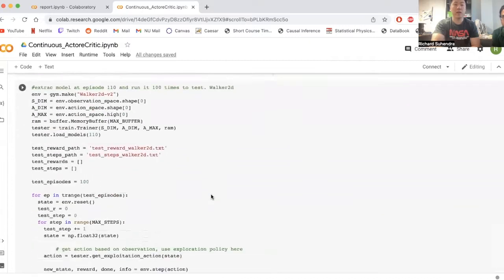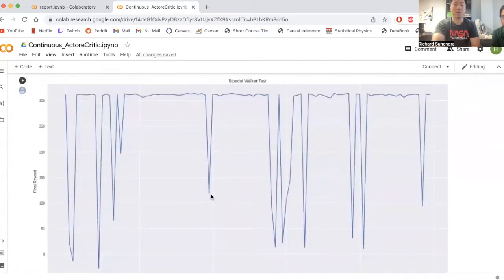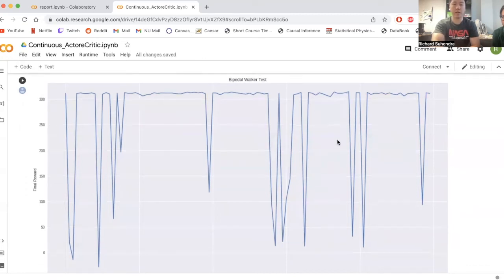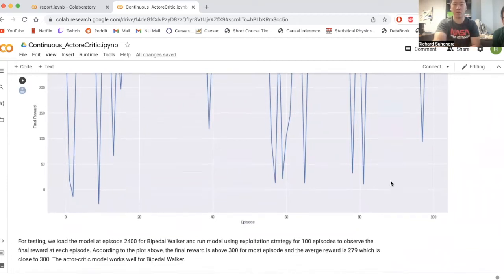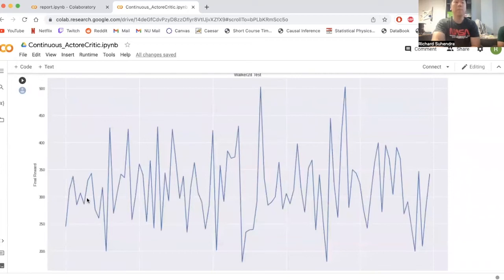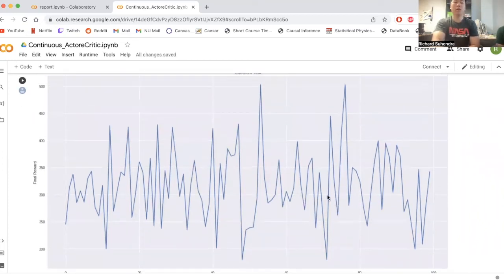We extract the model from the optimal episode and then run that model 100 times with exploration to do the test. This is the test for bipedal walker, and as you can see, in most episodes it reaches over 300, and the average return is 279, which is close to 300. So the actor critic model works well for the bipedal walker. As for walker 2D, the total return is around 300, which means that the actor critic does not work very well in this environment.